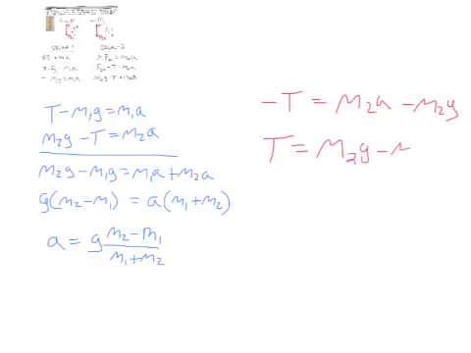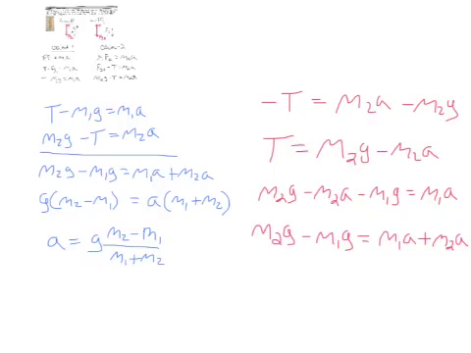I clean this up and it becomes M2G minus M2A. So now I can take this tension and substitute it into the other equation, and then I end up with M2G minus M2A minus M1G equals M1A. And then I put the G's on one side of the equal sign and the A's on the other side, which gets me this right here. Notice now we're exactly the same as the elimination method here.